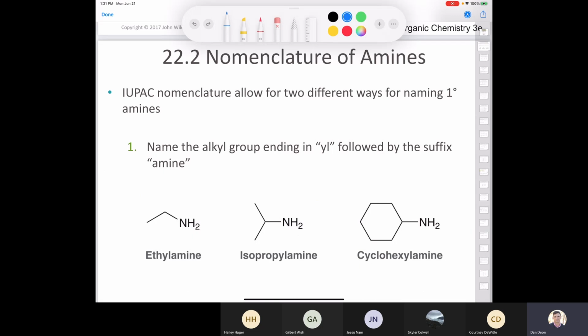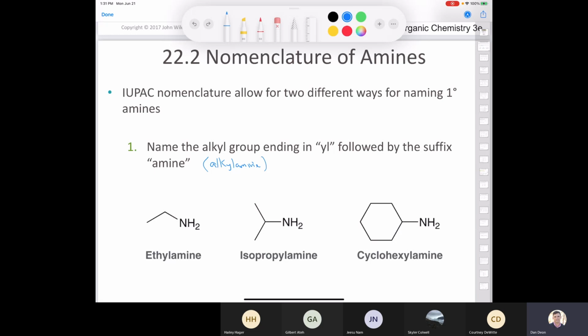The first one is to name it as an alkylamine. So you literally give the name of the alkyl group first. Okay, so this is, using the alkylamine way, like this. So you name, this is an ethyl, this is an isopropyl, this is a cyclohexyl. So we've got ethylamine, isopropylamine, and cyclohexylamine.